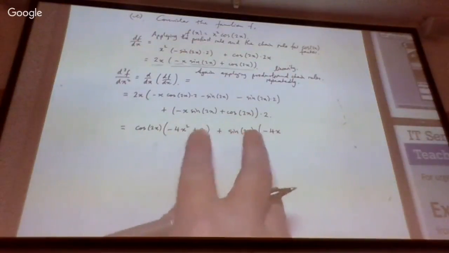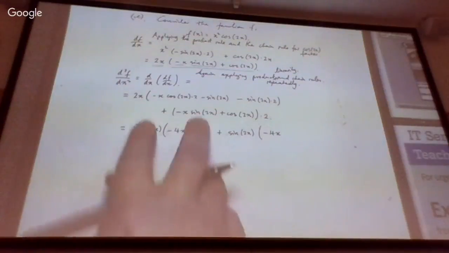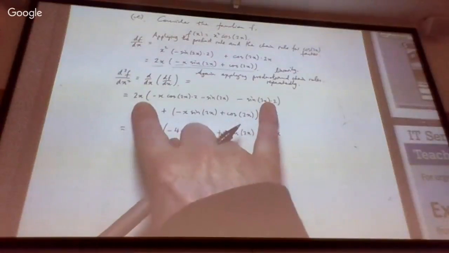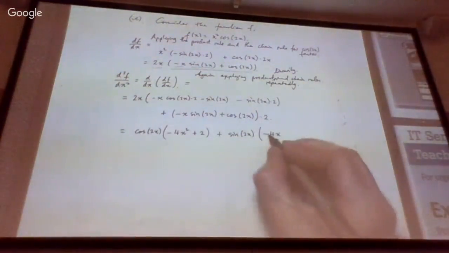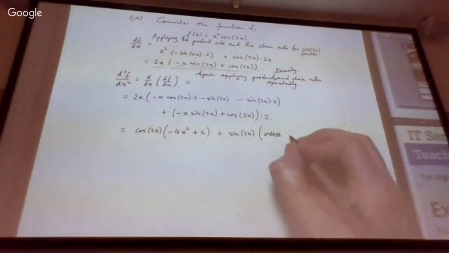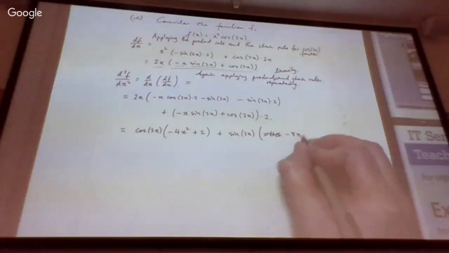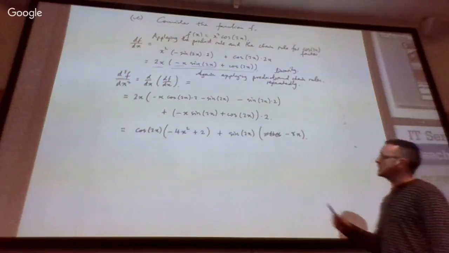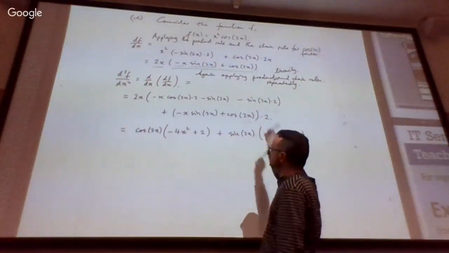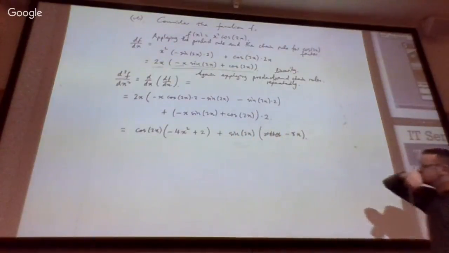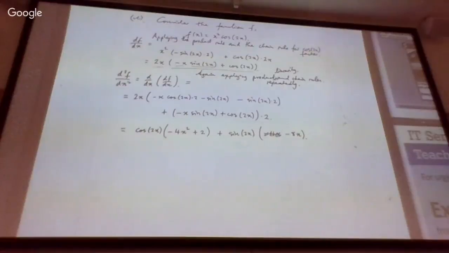Hang on a minute. Minus 2x sine 2x, minus 2x sine 2x. Well, that's minus 4x sine 2x. So no. It's minus 2, minus 2, minus 4. So it's minus 8x. Is that correct? Just want to triple check that. Minus 2x, minus 4x, minus 6x, and minus 2x again. Minus 8x. Okay. There's my second derivative of that.